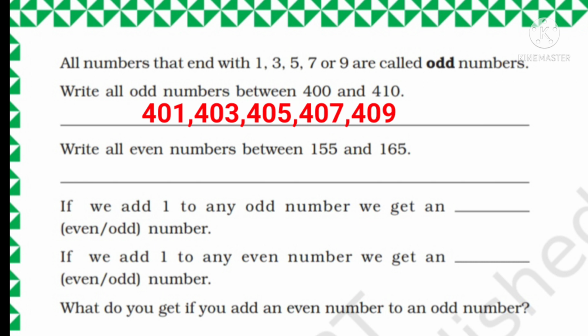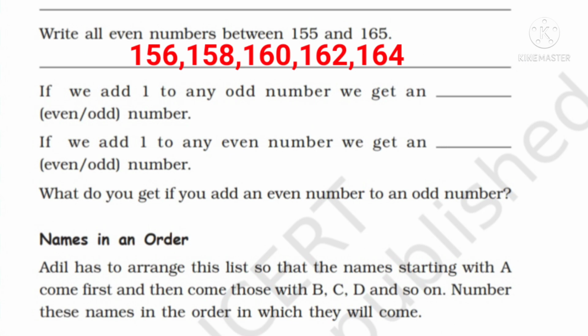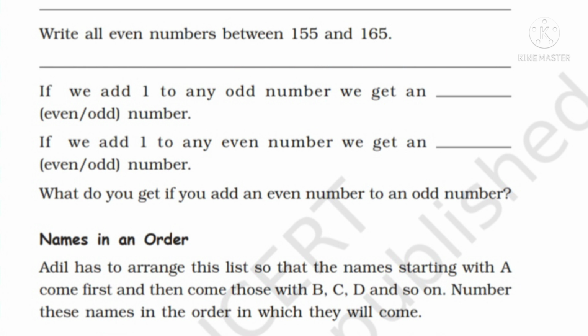Write all even numbers between 155 and 165. 156, 158, 160, 162, 164. If we add 1 to any odd number, we get a dash number. Tell me an odd number. 3 is an odd number. 3 plus 1 is what? 4. 4 is even or odd? Even. 5 is an odd number. 5 plus 1 is? 6. 6 is even or odd? Even.